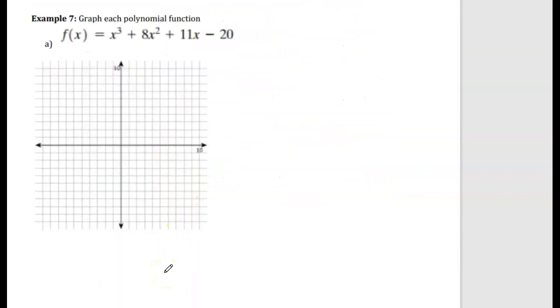Alright, let's look at example 7. Alright, so the next few examples we're going to graph the polynomial function. So graphing is, we're going to look at end behavior.